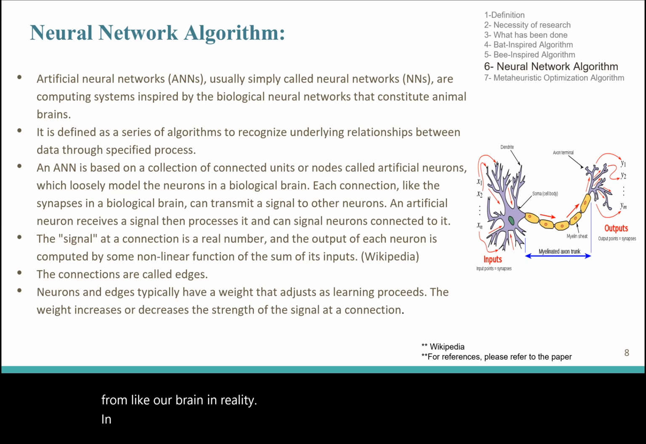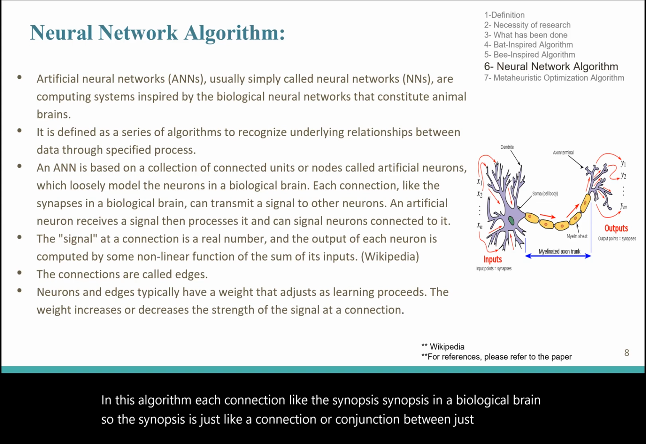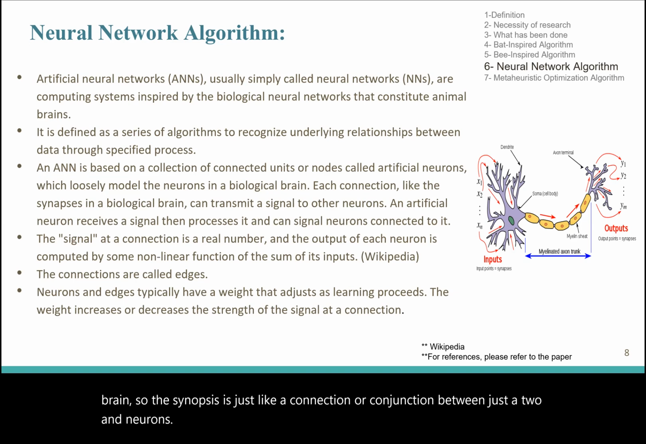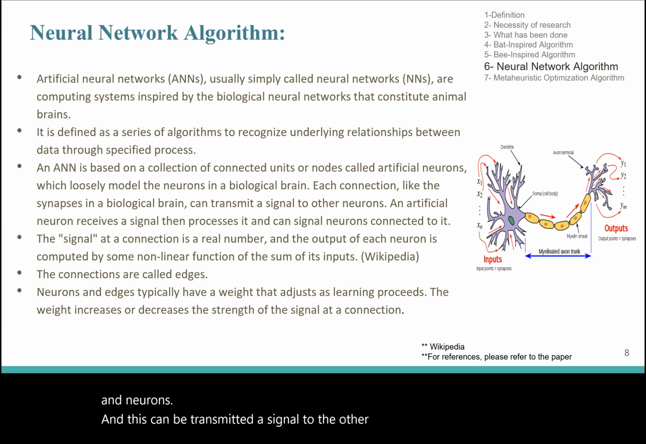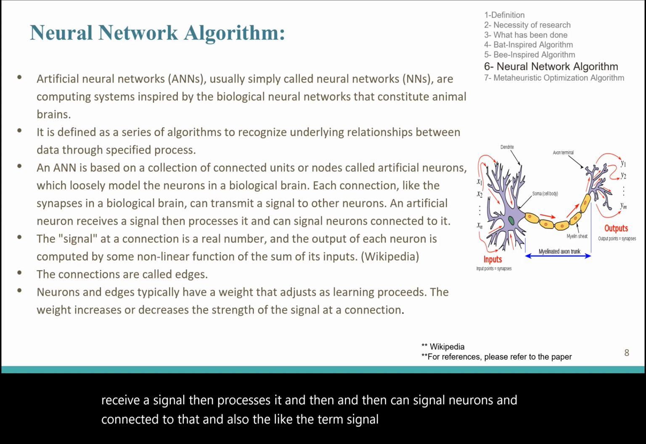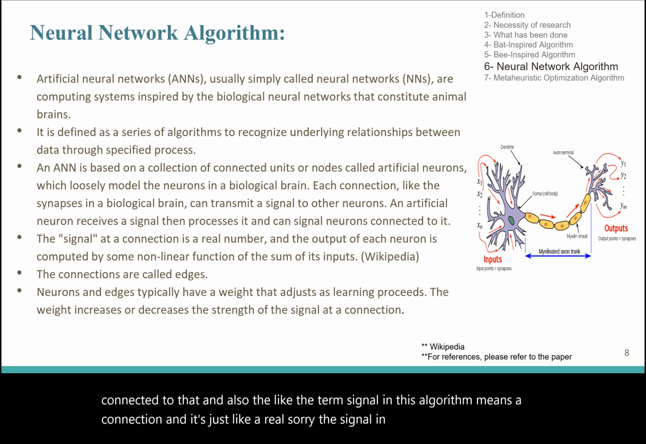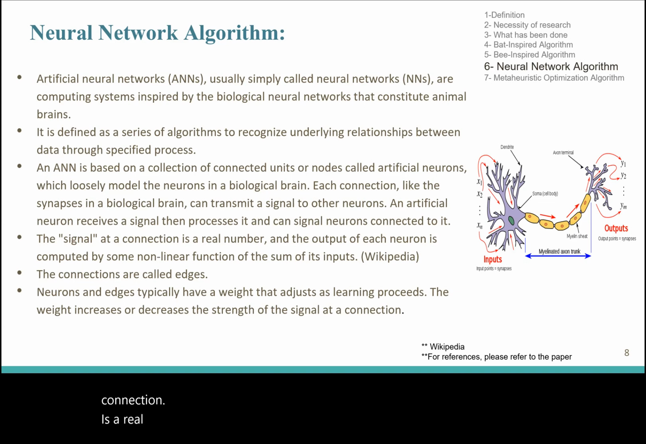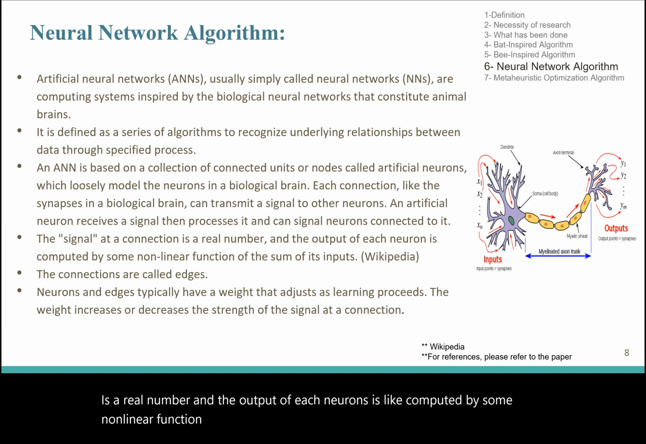In this algorithm, each connection is like the synapses in a biological brain. The synapse is just a connection or junction between two neurons, and it can transmit a signal to the other neurons. Artificial neurons receive a signal, then process it, and then can signal neurons connected to that. The signal at a connection in this algorithm is a real number, and the output of each neuron is computed by some nonlinear function of the sum of its inputs.